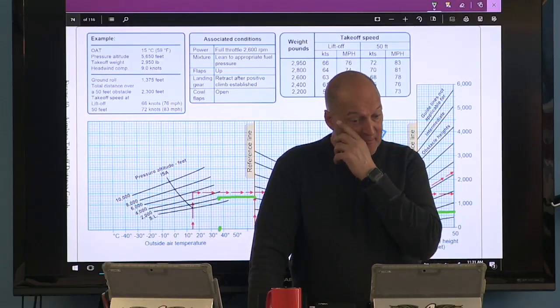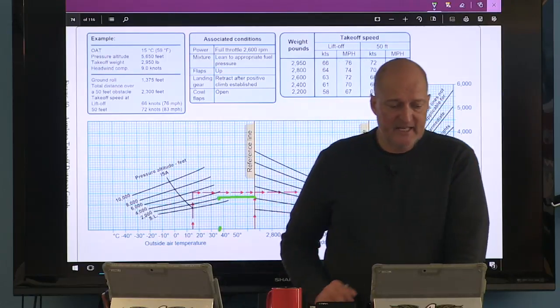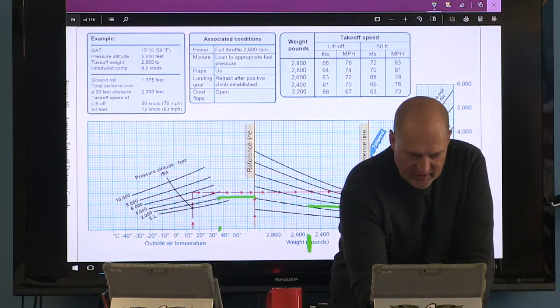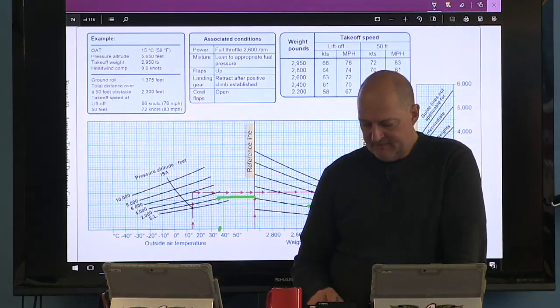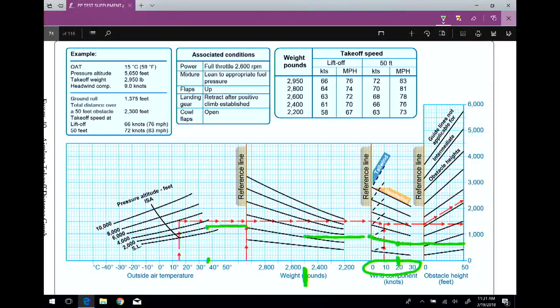Now, let me show you something else. Let's say we had a pressure altitude of 8,000 feet. If you kept coming up this line right here, notice how this line doesn't even come across. So you're guessing at where that line crosses.